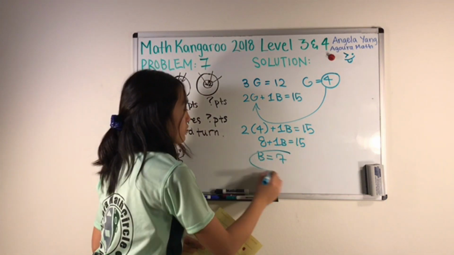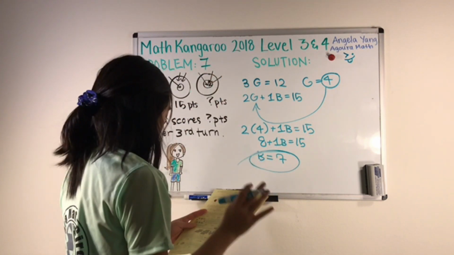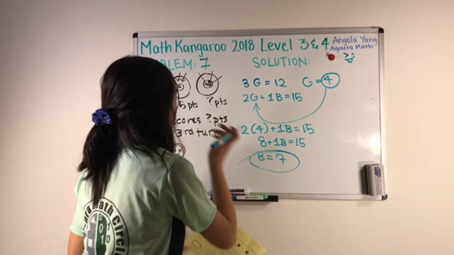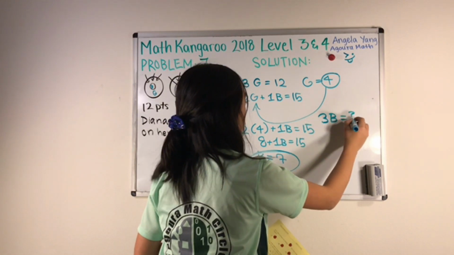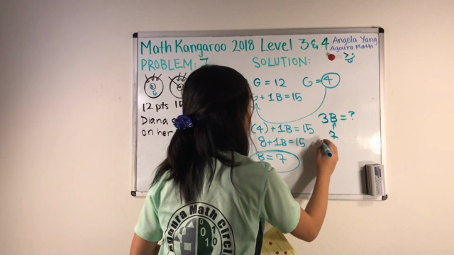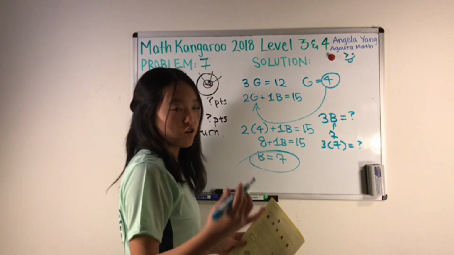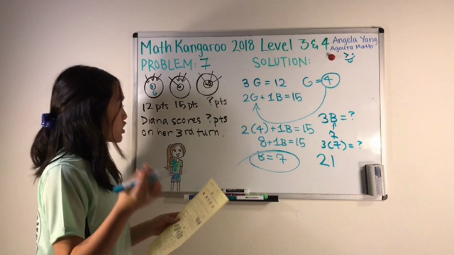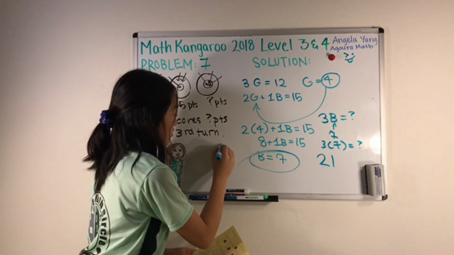Now knowing this, we see that there are 3 arrows in the blue area for Diana's last target or arrow round. So that means we just have 3B equals question mark, which is the value we're trying to find. If we know B is 7, we just do 3 times 7 equals the question mark. And 3 times 7, as we should all know, is 21. So our answer is that she scores 21 points on her third turn, which gives us letter D as our answer.